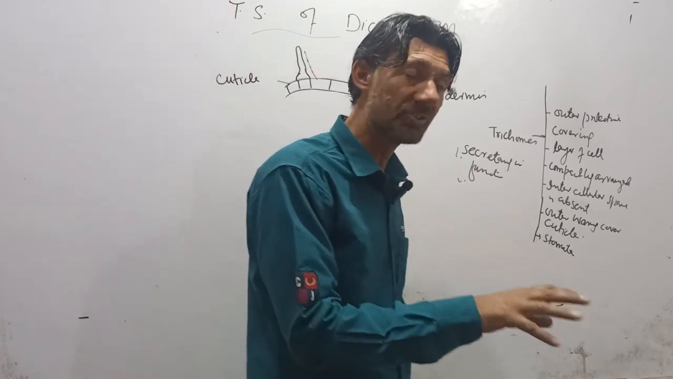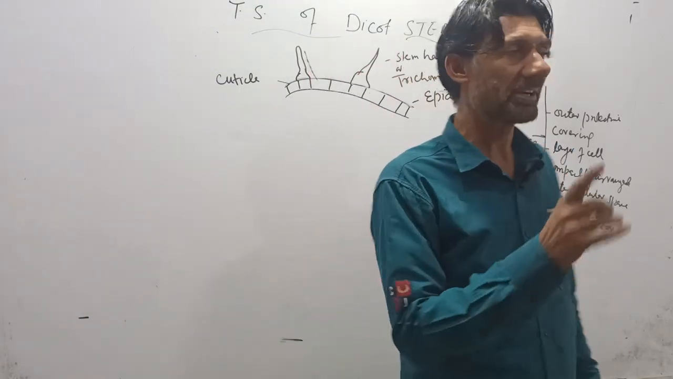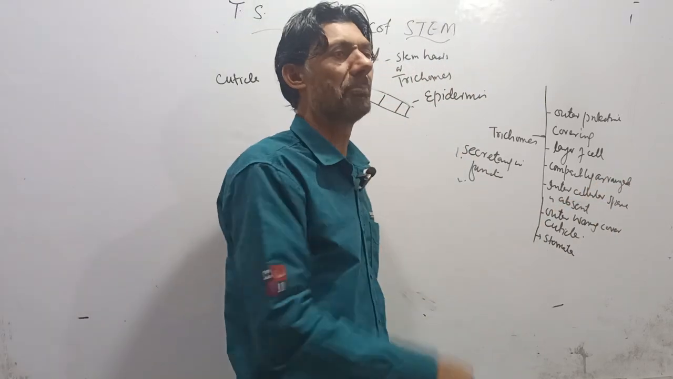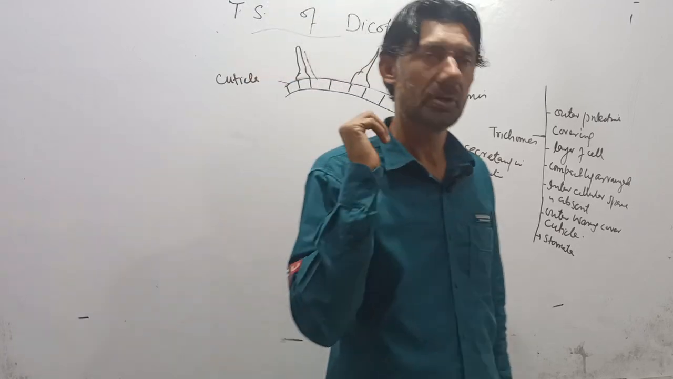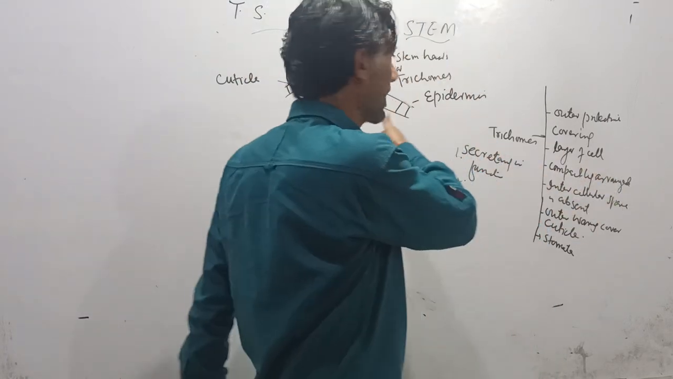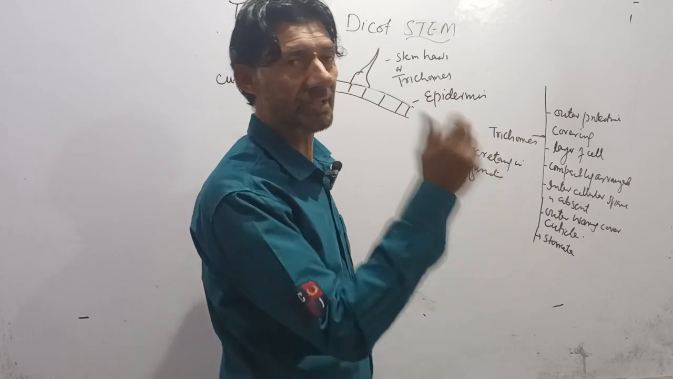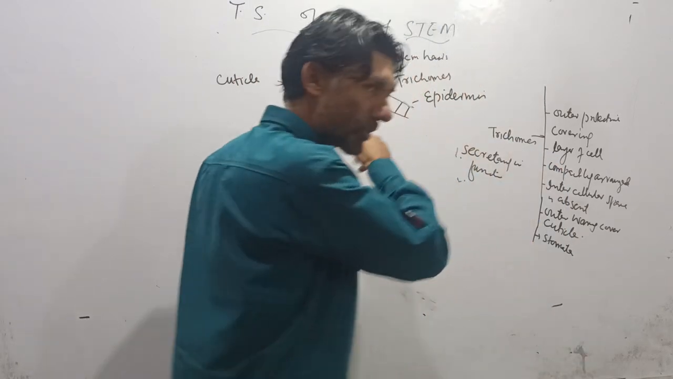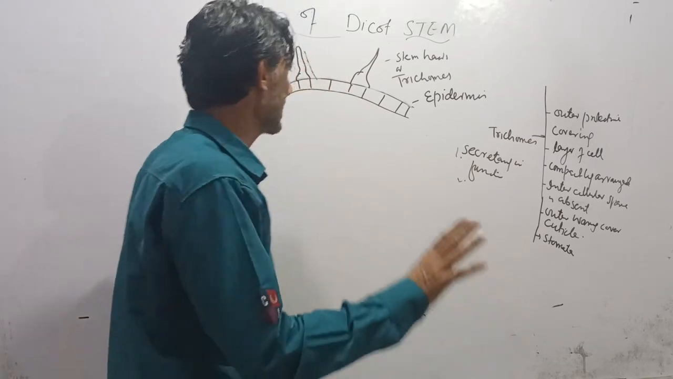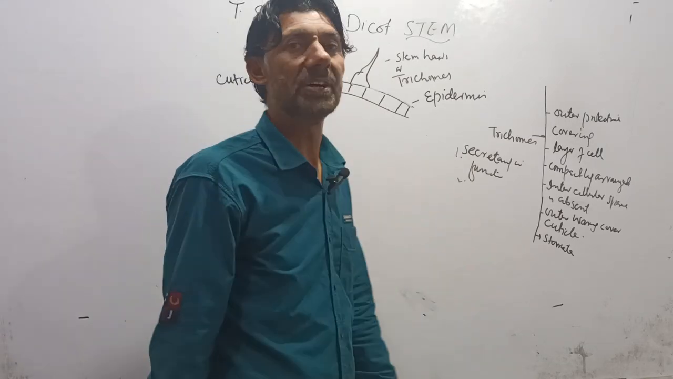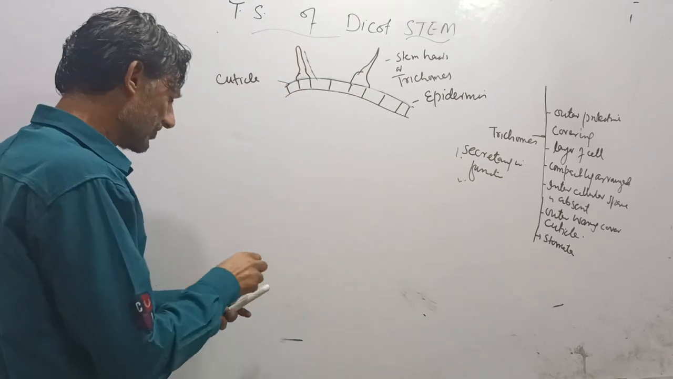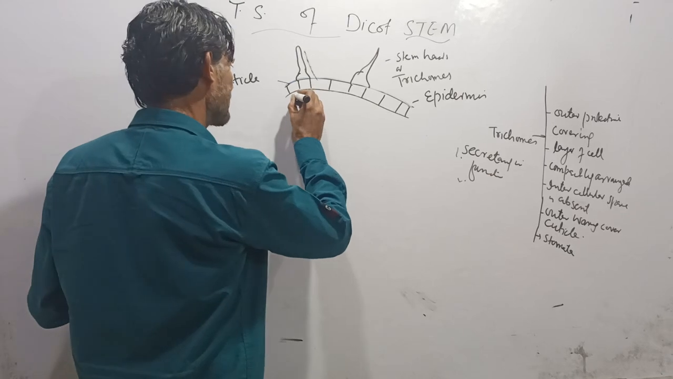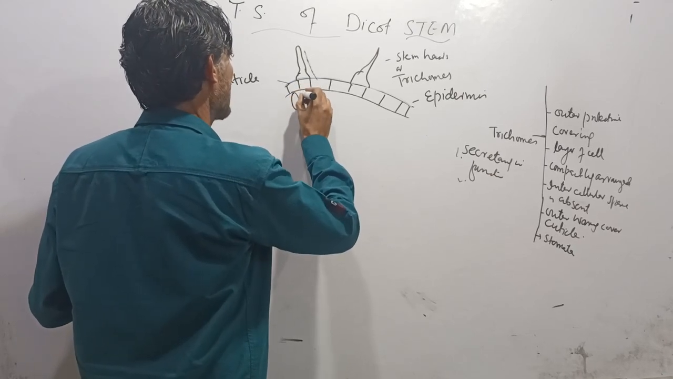Compare with root hairs: root hairs are unicellular, whereas these are multicellular. Root hairs help in absorption of water and minerals, while stem hairs help in protection. So this is the epidermis, a single layer of cells in the dicot stem.